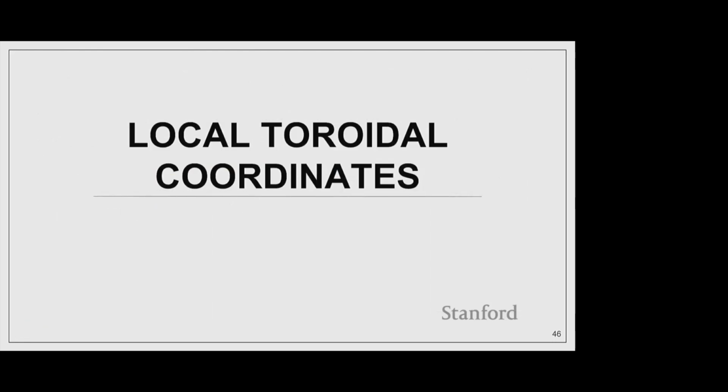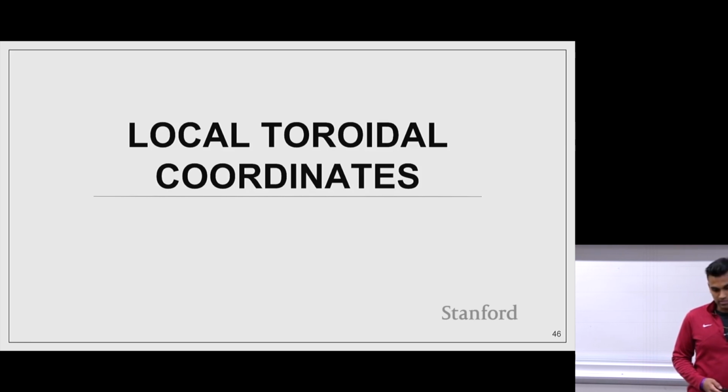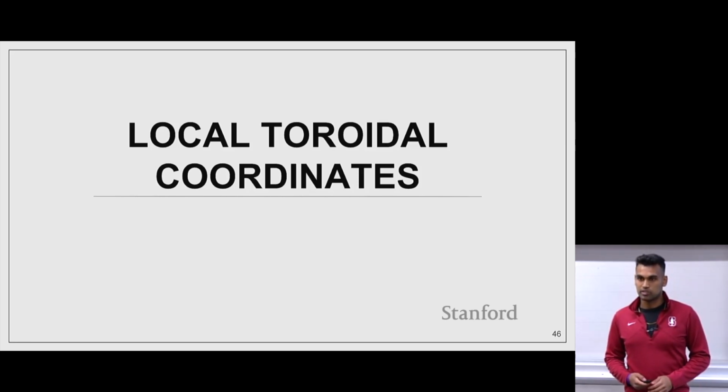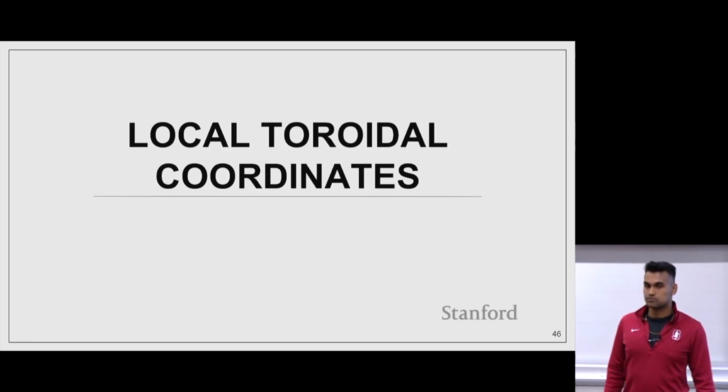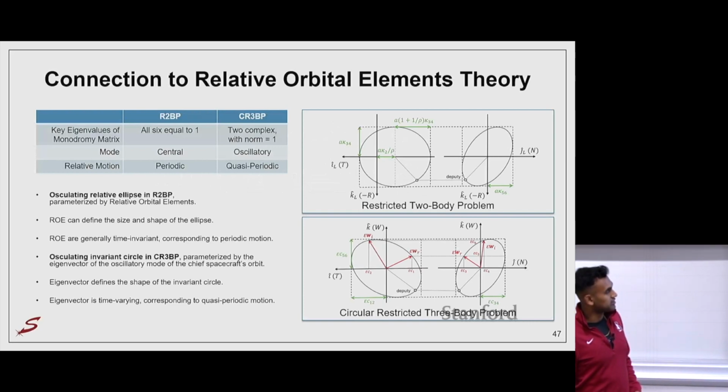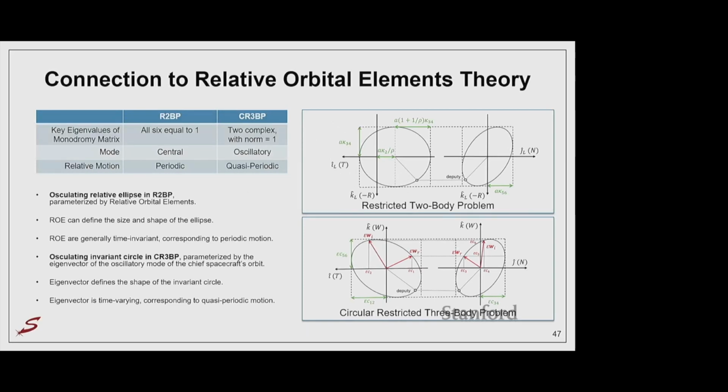So now we're going to take a deep dive into one dynamics model called local toroidal coordinates. We'll start by comparing it to relative orbital elements theory, again bringing back our monitoring matrix and our eigenvalues. In the restricted two-body problem, all 6 of the eigenvalues of the monitoring matrix are equal to 1. So this is a central mode. That's how we get periodic motion in the restricted two-body problem for relative motion.